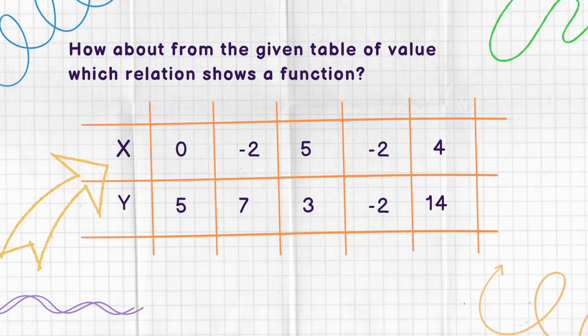And for our second example, again, sa first row ay values ng x, and the second row ay values ng y. So, ang titingnan lang po natin sa table of values ay yung values ng x, which is 0, negative 2, 5, negative 2, and 4. So, dahil may naulit na number, so this is not a function.